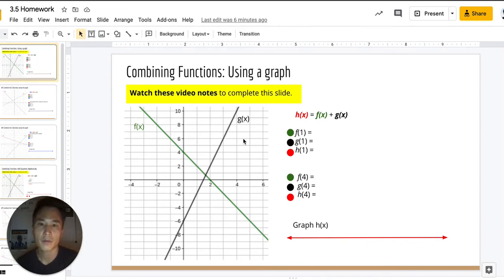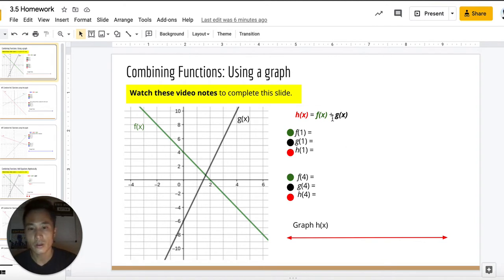Hello everybody. In this video I'm going to show you how you can add two functions together using only a graph. In the graph in this example we have two functions. There's f of x, that's this green line, and we have g of x, which is this black line. And the combined function that we want to make is h of x, and we know that h of x is equal to f of x plus g of x.